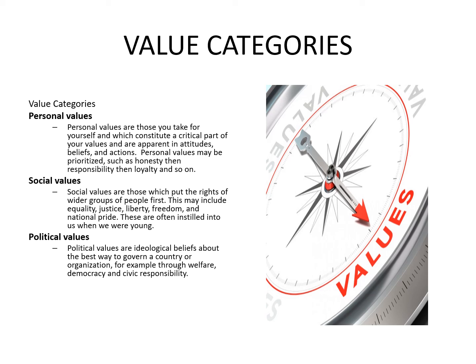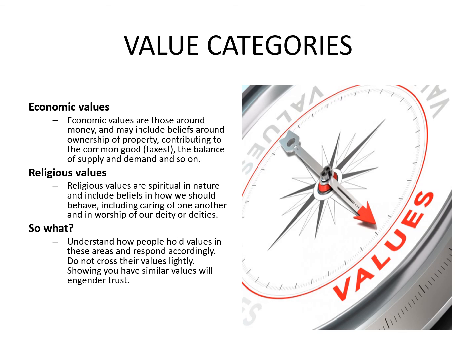Political values. Political values are the ideological beliefs about the best way to govern a country or an organization. For example, through welfare, democracy, or civic responsibility. Economic values are those around money and may include beliefs around the ownership of property, contributing to the common good, which could mean taxes, and the balance of supply and demand.